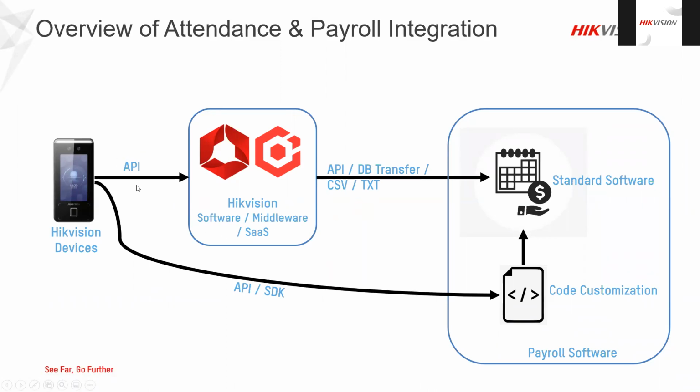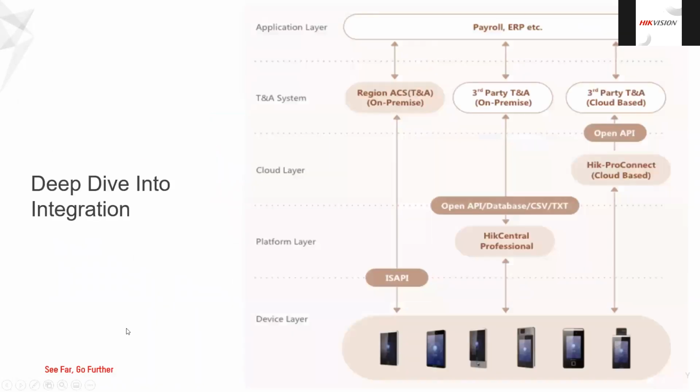There is another option that you can follow: if you don't want any sort of middleware, any sort of Hikvision software in your way, you can simply talk to the device using the API or the software development kit. For that, you might have to do certain customizations in your software, but it is also one way that we can follow. So these are the available options to integrate Hikvision devices with various possible methods. Next slide, we are going to have a little bit of a deeper dive into this.